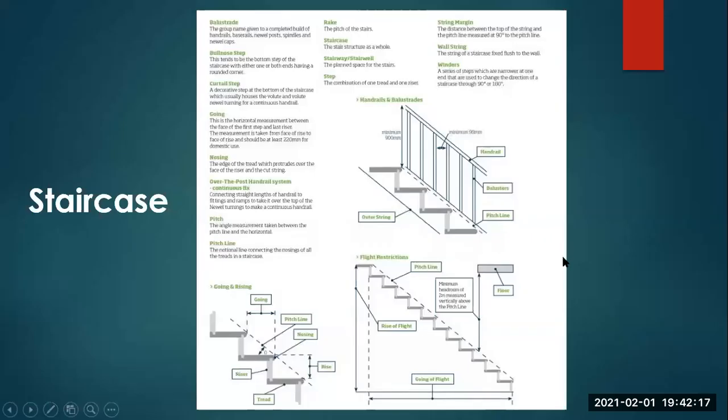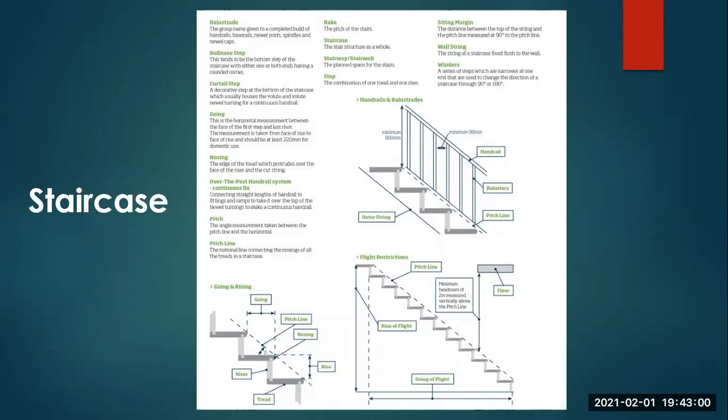Okay. So there are some things that you have to know about stairs. Do you know the parts of a stair? Anybody? Any parts of the stairs? The riser, the tread, the nose, the handrail. What else? Balustrade. Handrail and balustrades usually go hand in hand.